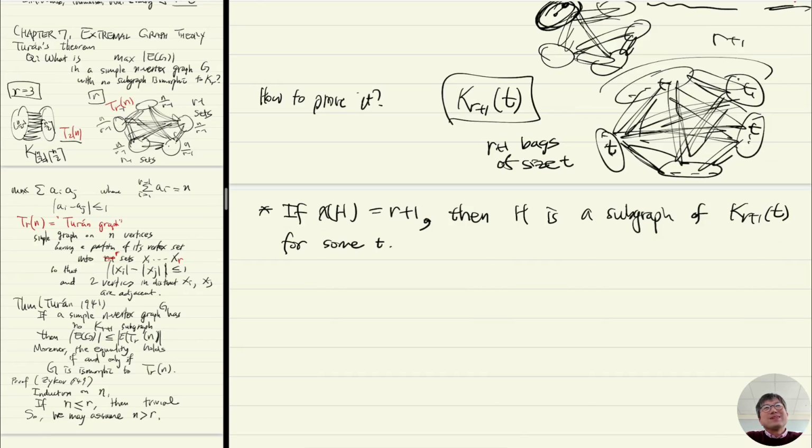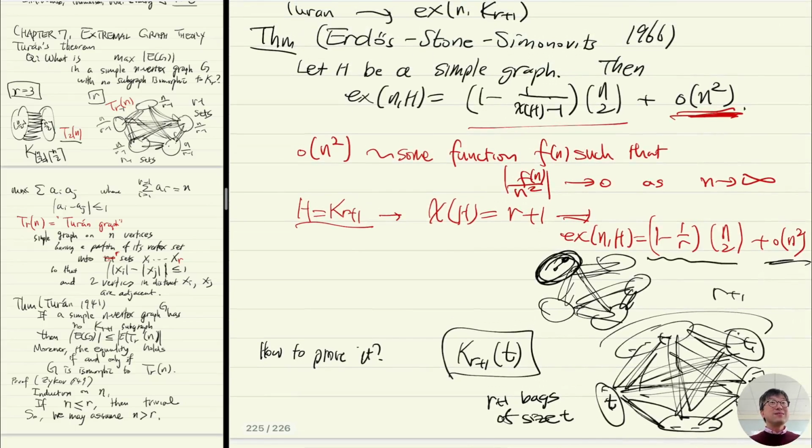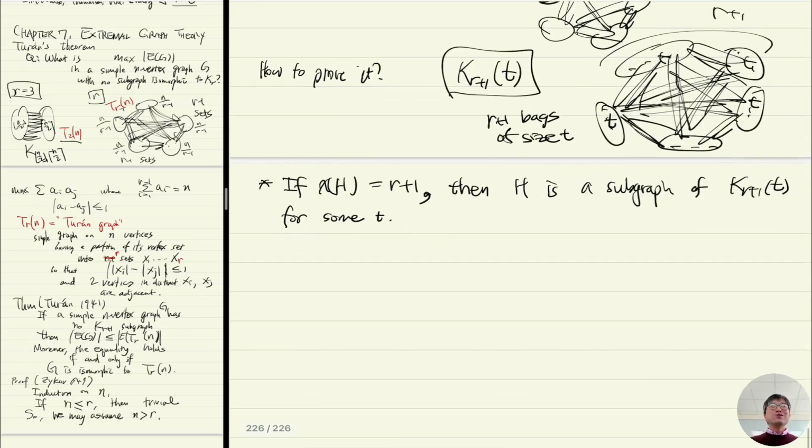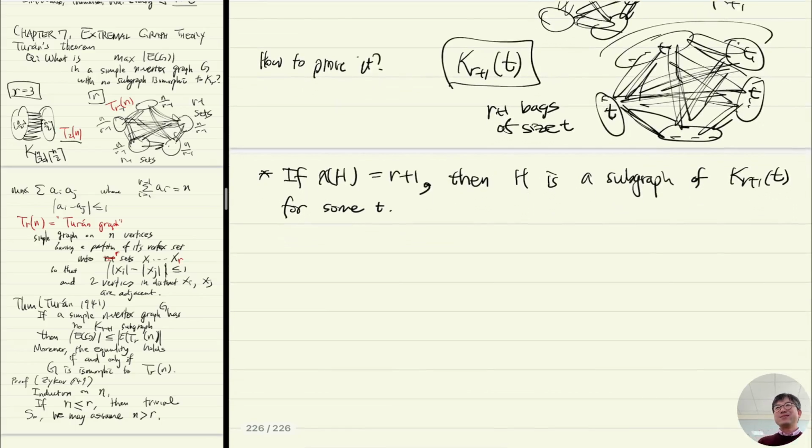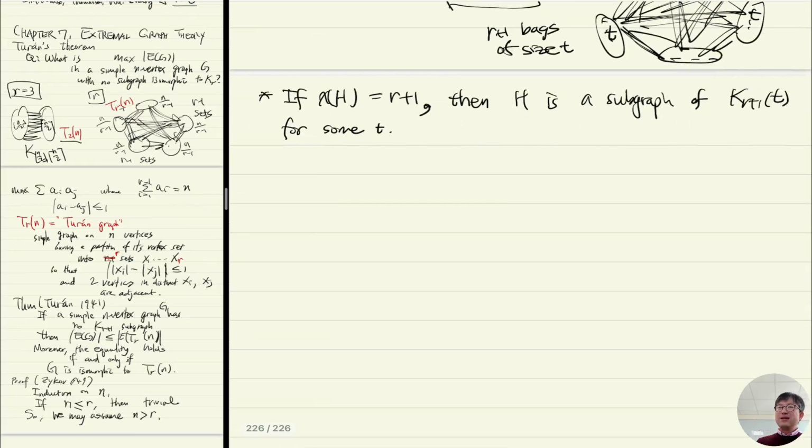So if chromatic number is r plus 1, you have a coloring by r plus 1 colors, and you look at the color class having the maximum number of vertices, and take t as that number, and then your graph is a subgraph of K_{r+1}(t). So in order to prove the theorem, it's enough to consider such a case. Later I will show you why. So that's the case that we will talk about.